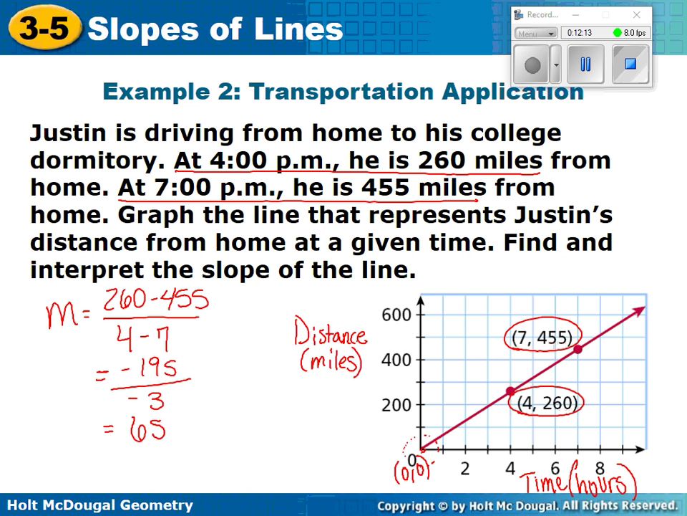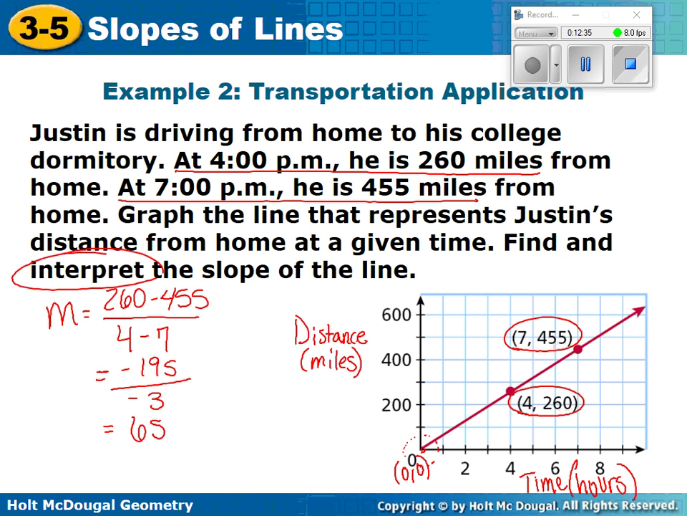It said find it and interpret it. If it says interpret it, I expect you to write me a sentence explaining what this means in relationship to this problem. So what does this mean? A sentence. Go ahead, Remy.